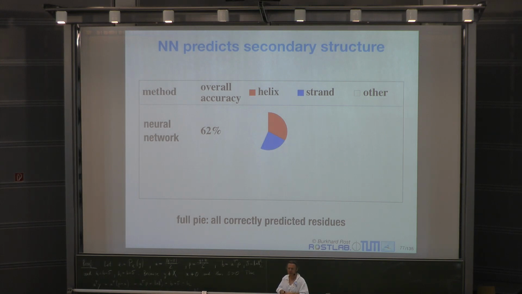The pie that I show you is the fraction of the correctly predicted residues. So the whole pie is all the residues that are correctly predicted. 62% is the Q3. So the pie is the 62% of my data set that I correctly predict, okay? And now I'm asking, for all those residues that I correctly predict, what fraction of those is helix, red? What fraction is beta strand, blue? And what fraction is other, in white? Okay, the white may not have been the best choice here.